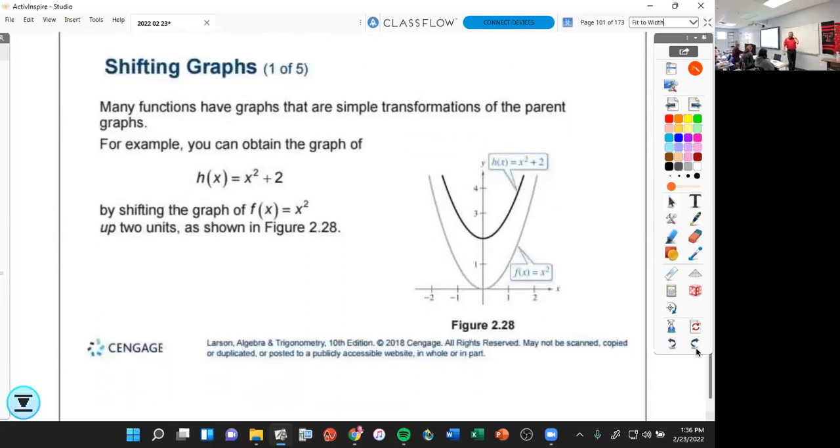So many transformations, we're going to start with the parent function. In this case, we're looking at the graph of starting with y equals x squared. And then comparing that with the graph of y equals x squared plus 2. So what did that plus 2 do?